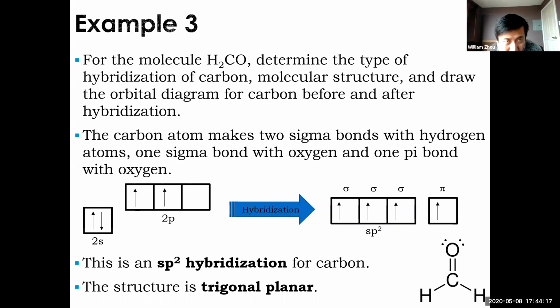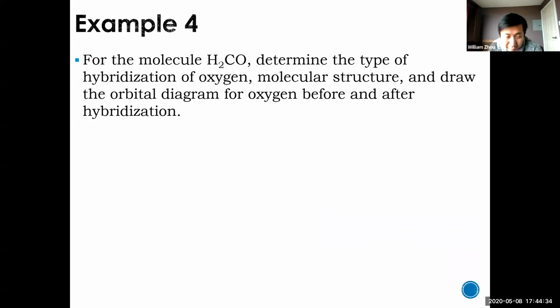All right, so if you don't have any questions, work on the next example. It is the same molecule, except instead of carbon, we're going to look at this from the oxygen's perspective. Figure out the hybridization of the oxygen. You don't need to figure out the molecular structure, because it's silly to talk about the structure from not a central atom. So just figure out the type of hybridization of oxygen and draw the orbital diagram. So try this on your own. I'm going to give you like 1 to 2 minutes, and then I'll take this up.